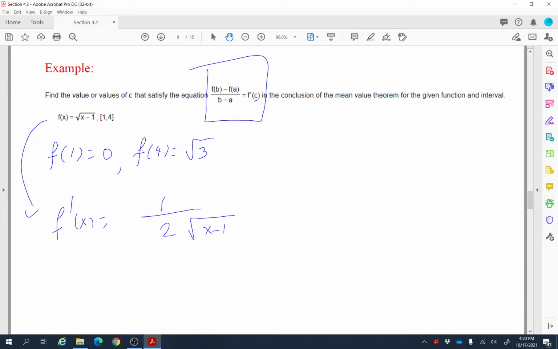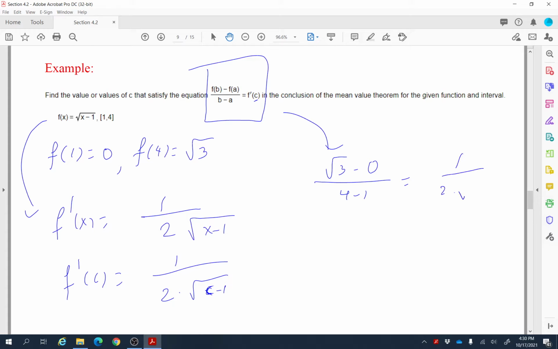Now, according to the statement, we plug into f of b minus f of a over b minus a equals f prime of c. You can just replace this x by c and write 1 over 2 times the square root of c minus 1. So we plug the values back in: f of b is the square root of 3, f of 1 is 0, over b minus 1, which is 4 minus 1, equals f prime of c, which is 1 over 2 times the square root of c minus 1. Just do the cross multiplication and solve for c.